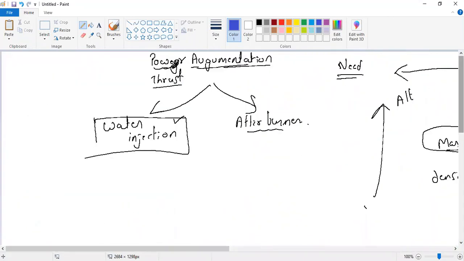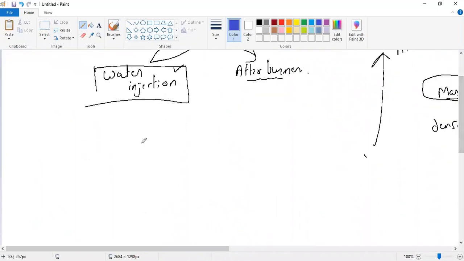So let us understand now the water injection. It's the same thing, whatever we have understood. Instead of rain, now see, rain is a natural phenomenon. If I want to take off from a runway, if there is a rainfall, it's good for me. But if there is no rainfall and I still want to increase my thrust, what I can do is I can have a water injection system. In the water injection system, what happens is, this is the jet engine, right?